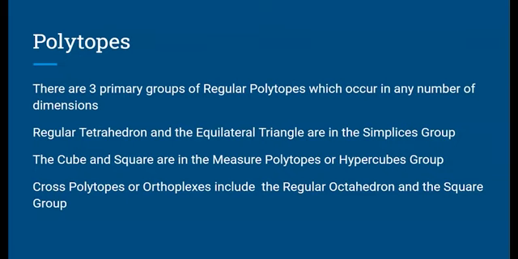There are 3 primary groups of regular polytopes which occur in any number of dimensions. The regular tetrahedron and the equilateral triangle are in the simplices group. The cube and square are in the measure polytopes or hypercubes. The hyperdimension refers to the 4th dimension or higher. Cross polytopes or orthoplexes include the regular octahedron and the square group.